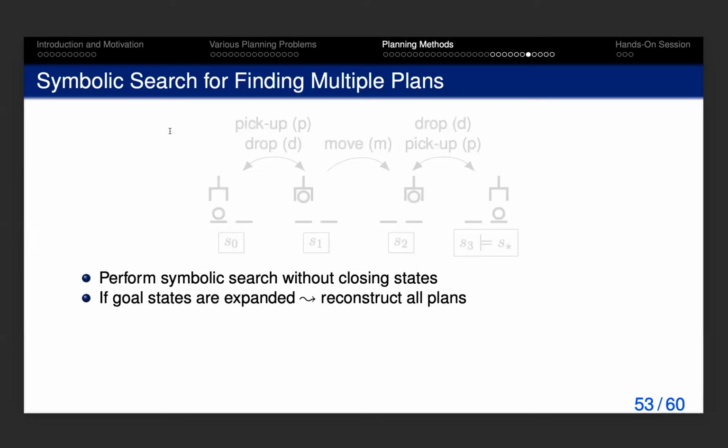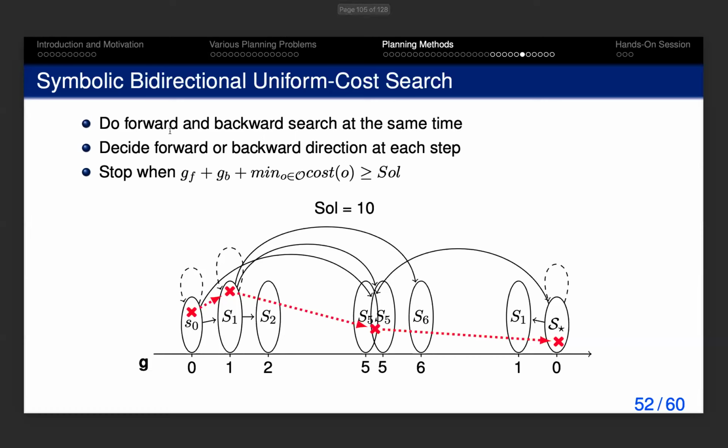All right, so now you know how to find a single plan with a symbolic search. And I will now try to convince you that you don't have to do too much work to find multiple plans, or to enumerate plans in increasing cost. There are two main things you have to do. First of all, you have to perform the symbolic search without ignoring states you have already seen. I have skipped that a bit.